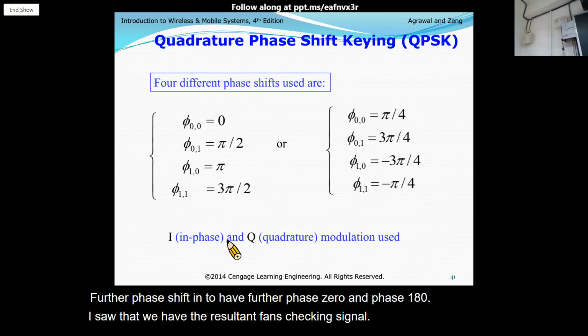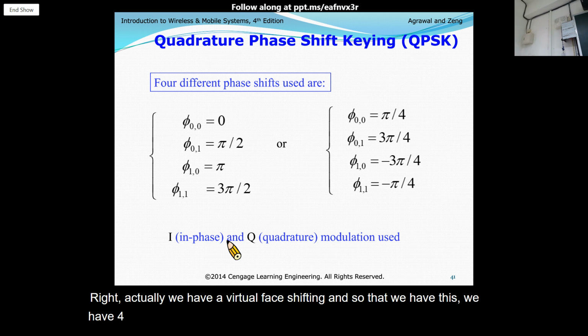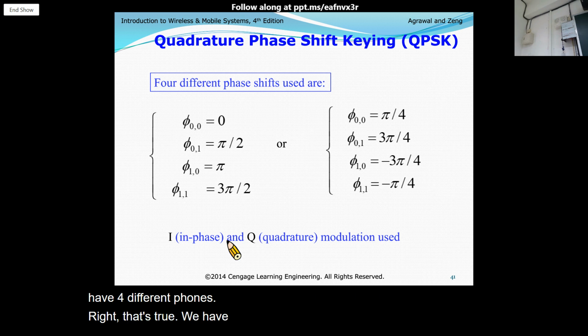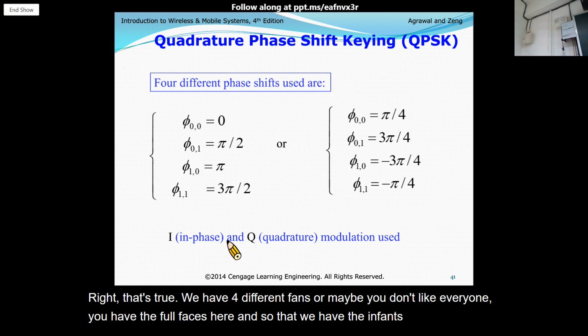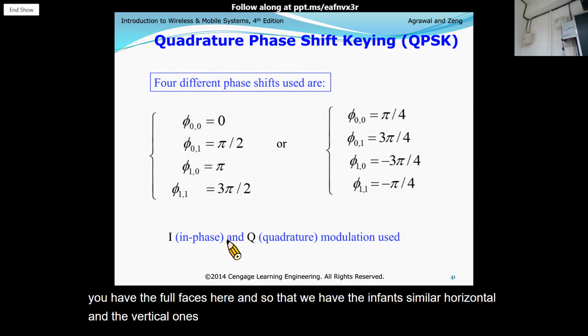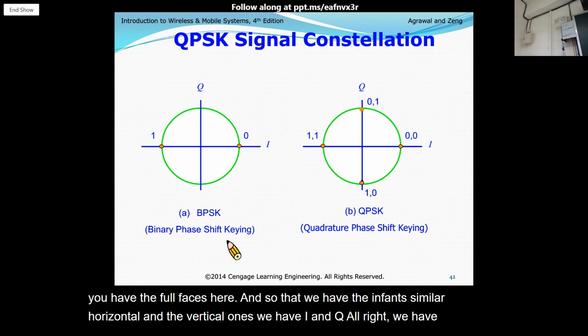Actually, we have a quadrature phase shift keying, and so that we have these. We have 4 different phases. Right? That's true. We have 4 different phases. Or maybe you don't like that one. You have the 4 phases here. And so that we have the in phase, something like horizontal, and the vertical one. So we have I and Q. All right. We have in phase, and we can show these.